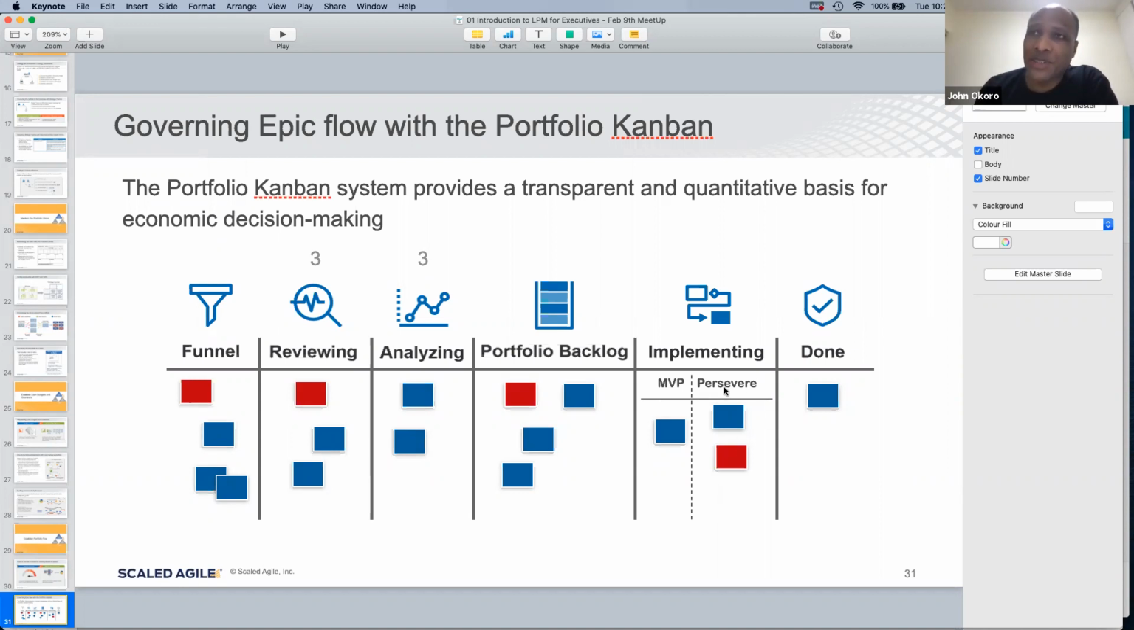Let's plan something different, right? Let's bring another epic in. So at that point is where we would then, this is where it's really going on to the release train and where we're making those decisions based on actually implementing in our MVP, our minimum viable product. Right, and it gets pulled from the portfolio backlog.